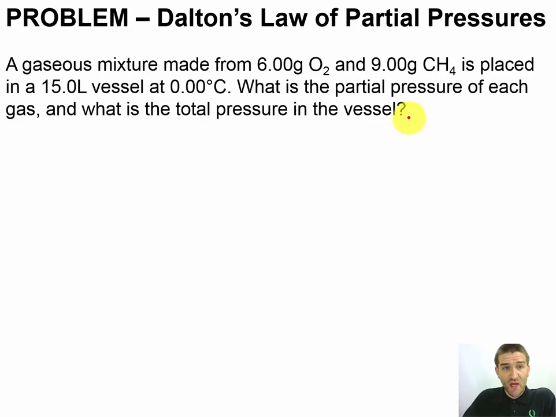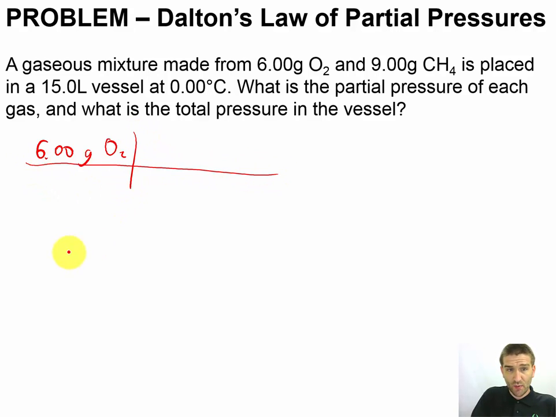Okay, so let's give it a shot. Now, the first thing we want to do is convert these grams into moles. So 6.00 grams of oxygen, and we're going to have 9.00 grams of methane, CH4.